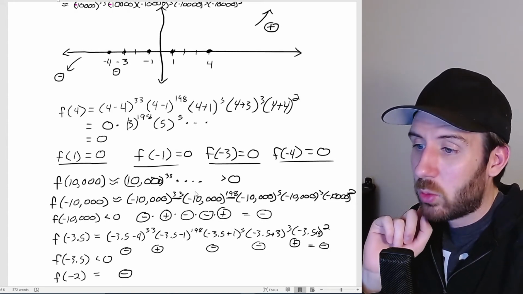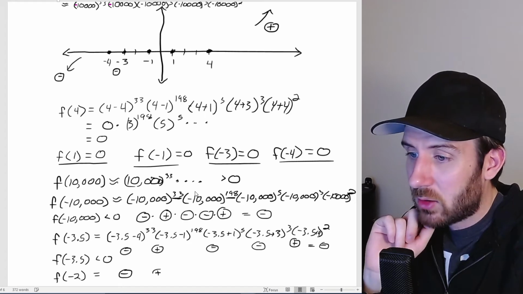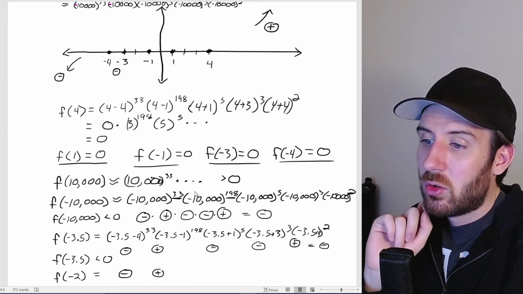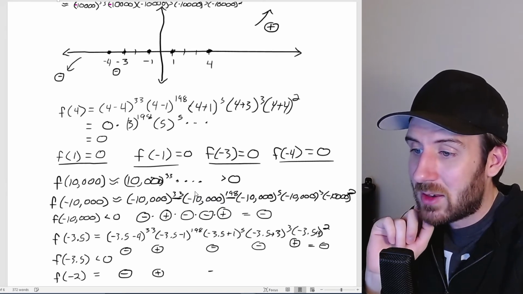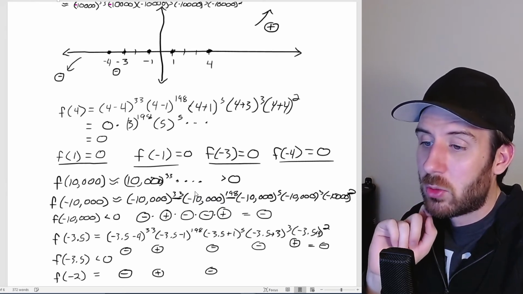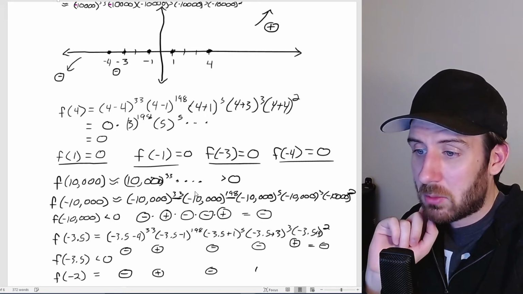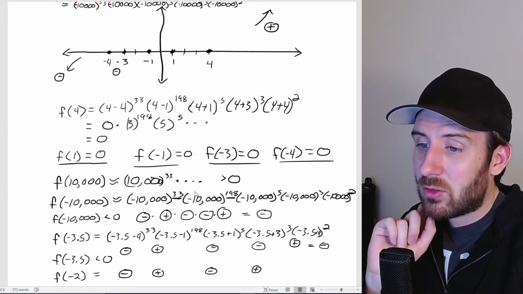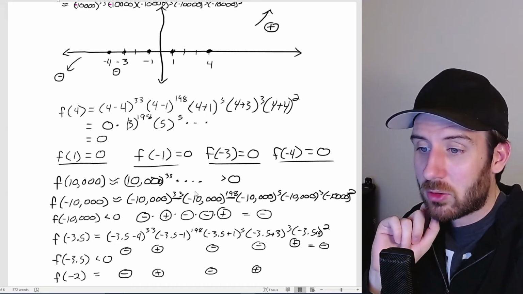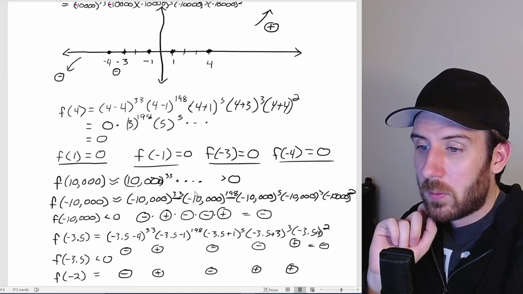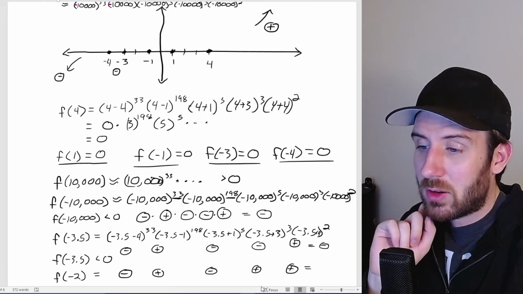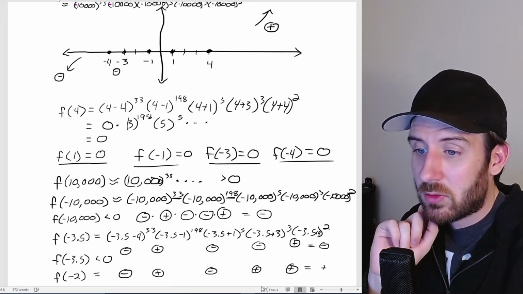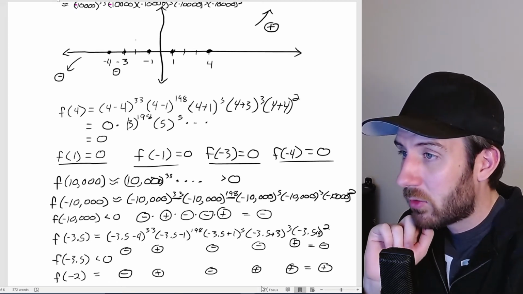Negative 2 minus 1 to an even power is going to be positive. Negative 2 plus 1 to an odd power is going to be negative. Negative 2 plus 3 is going to be positive, to an odd power is going to be positive. And then negative 2 plus 4 to an even power is going to be positive. Okay, so that's going to get us, let's see, negative times positive times negative times positive is going to get us a positive now. Okay, so then we switch over to the positive.